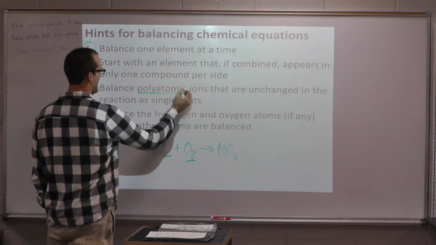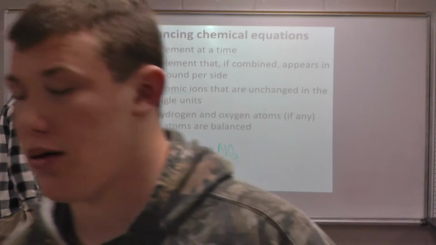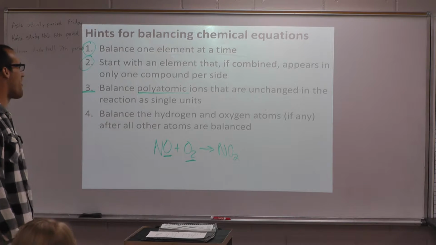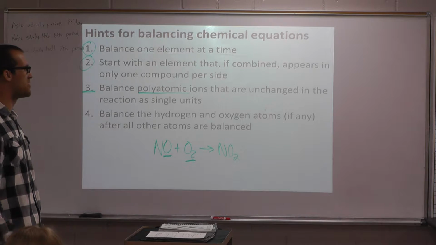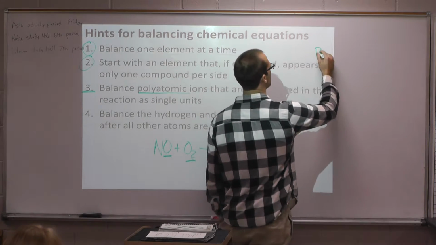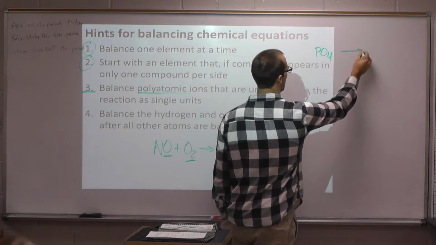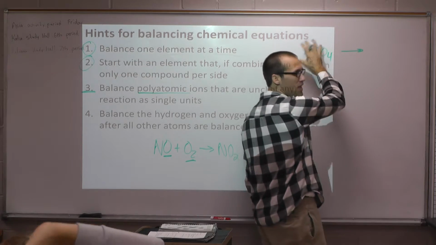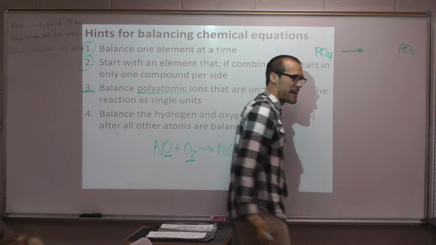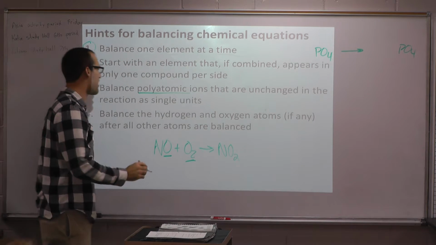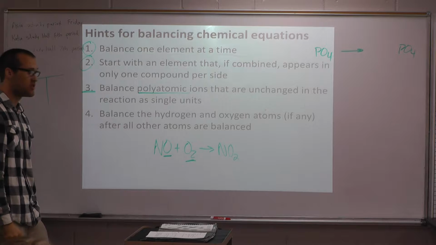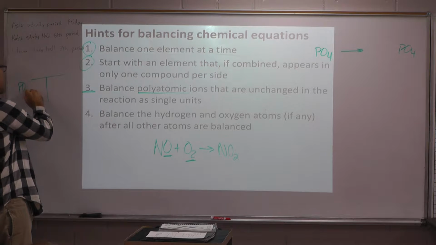Wait, we're going to add polyatomic ions in here? Yes. Okay? It says balance polyatomic ions that are unchanged in a reaction as single units. Here's what I mean by this. If you have phosphate on the reactant side with something, and it stays as phosphate on the product side, then when you make your T-chart, you do not have to break it down into phosphorus and oxygen. You can leave it as phosphate.